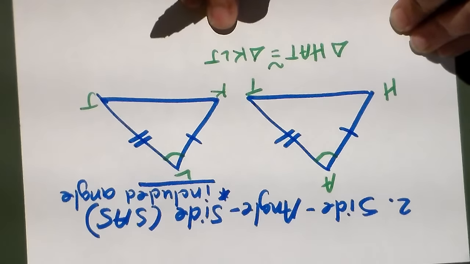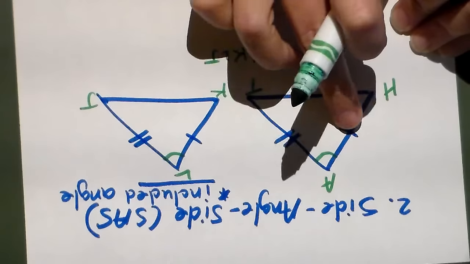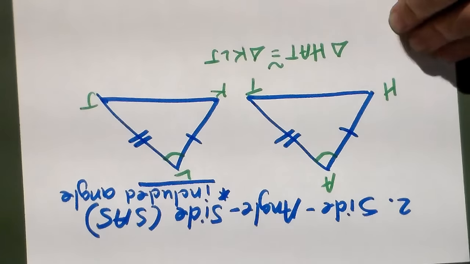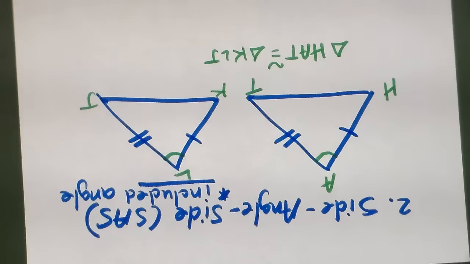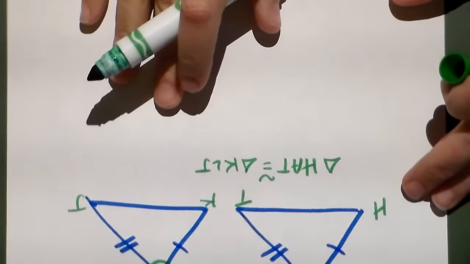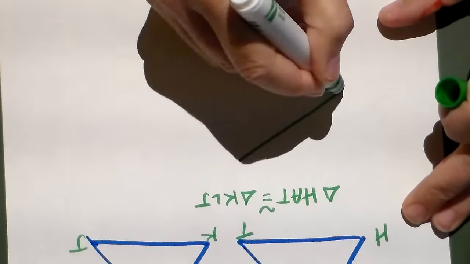So here's my congruence statement. And again, look at the angle. Angle A touches both sides, angle L touches both sides. Now, one of the things that we looked at also as an example of side angle side is, remember the bow tie?